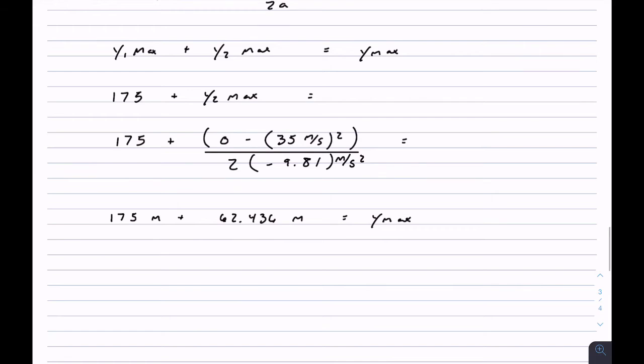Okay, what is that together? That gives us 237.44 meters. So Y max is equal to 237.44 meters.